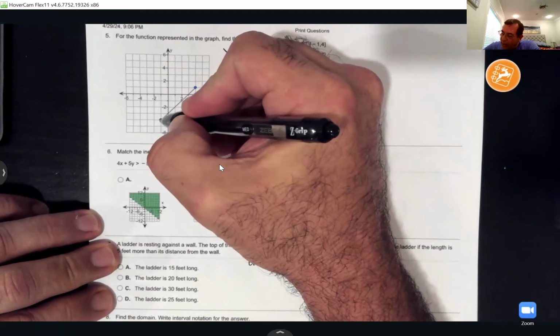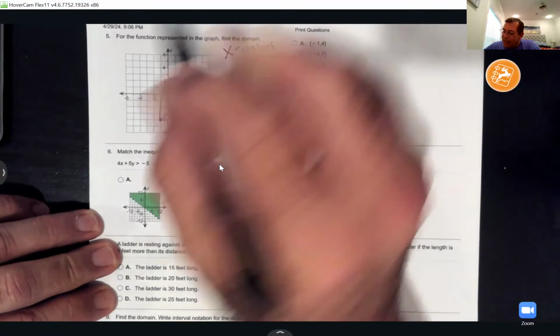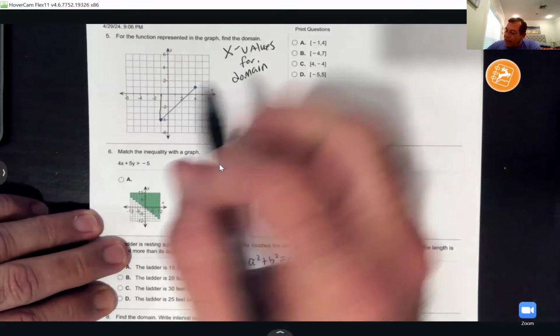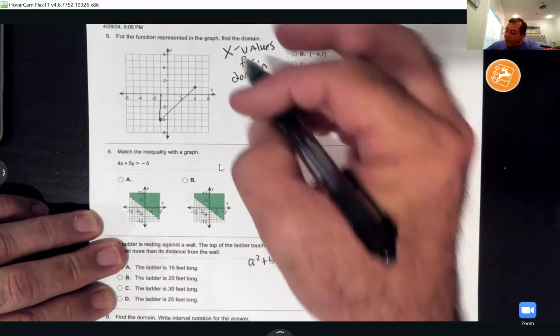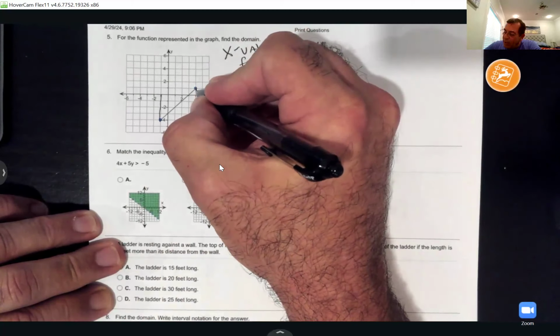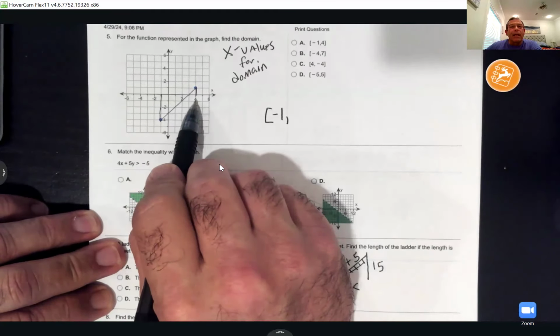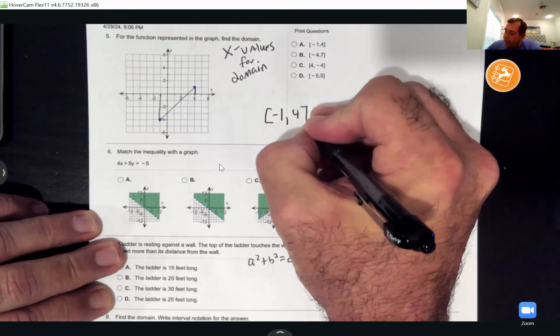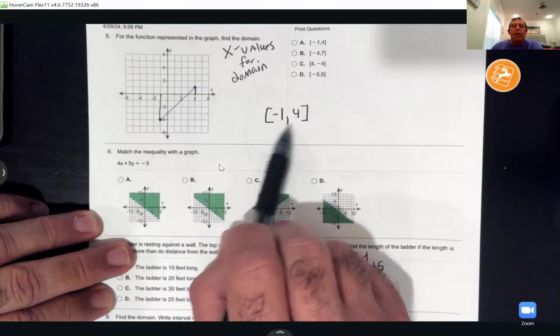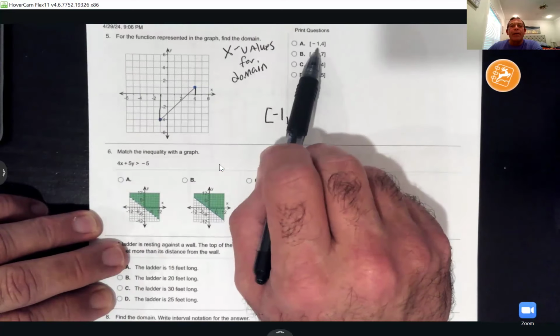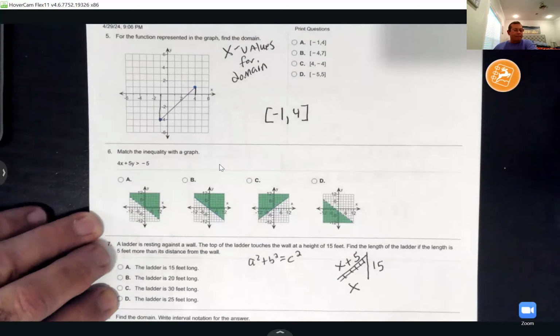So y'all, I got my point here. I'm going to go straight up until I hit that x-axis. And it looks like it's starting at -1. And then we want to go until where the ending point is. So I bring that ending point down to the x-axis. And that looks like an x value of 4. And since it's got dots on them, they are included in the domain. That's why I'm using brackets. And y'all look up here at A, -1, 4. Okay. So just remember x values on that domain, okay?